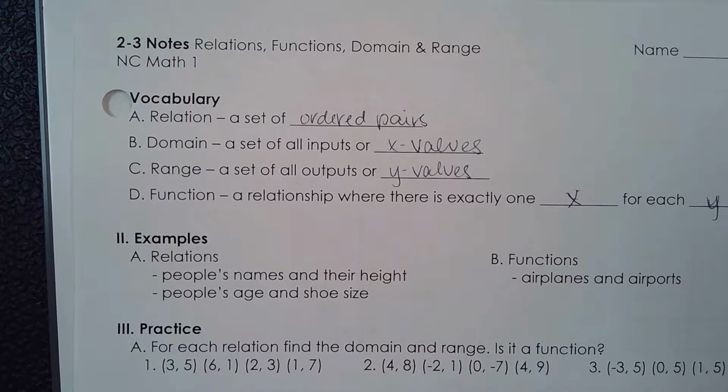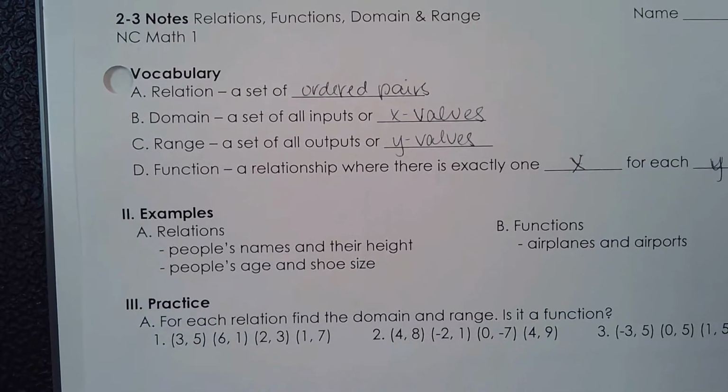So a function, I like to think of airplanes and airports. If you have one airplane, can it go to 2 different airports? No, that doesn't work, right? So that one x can only go to one y. However, can you have more than one airplane go to the same airport? Yeah, that happens all the time. Okay, so if you're not quite sure, that's how I help myself think about it. I don't know if that helps you or not, but it's just simple.